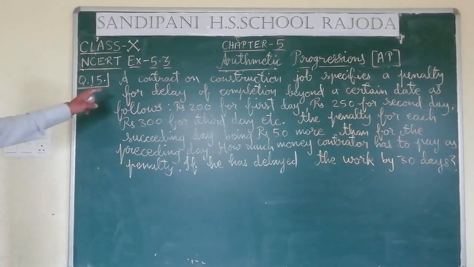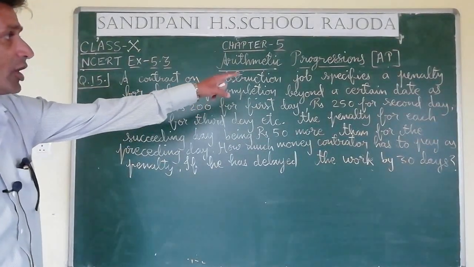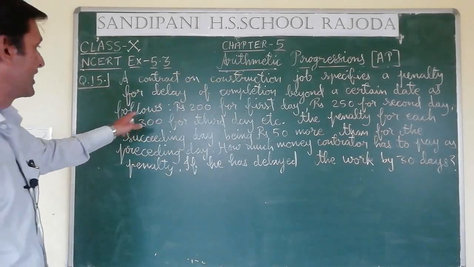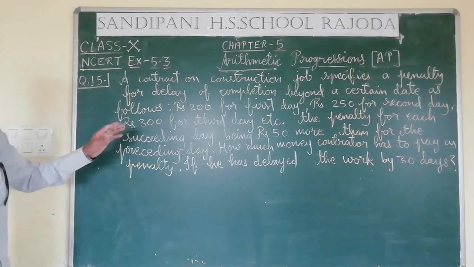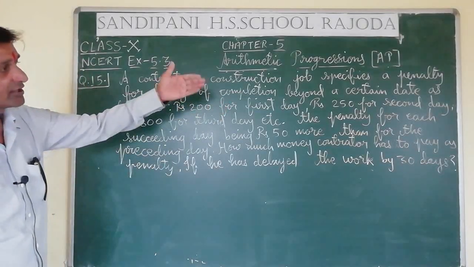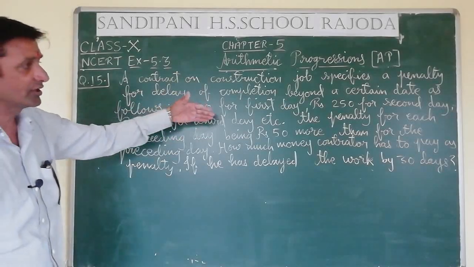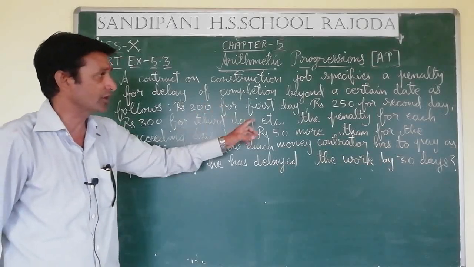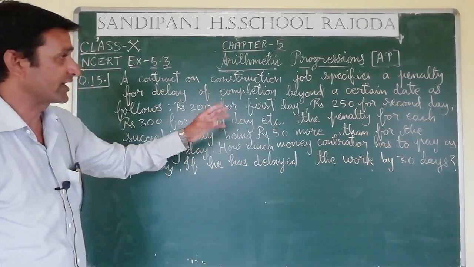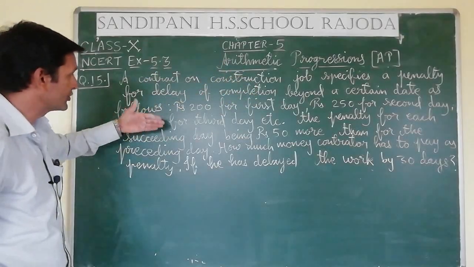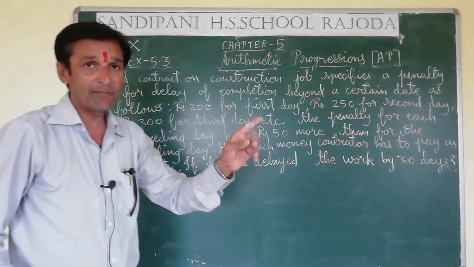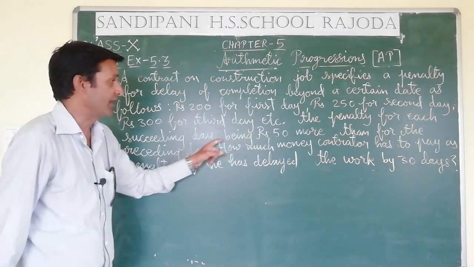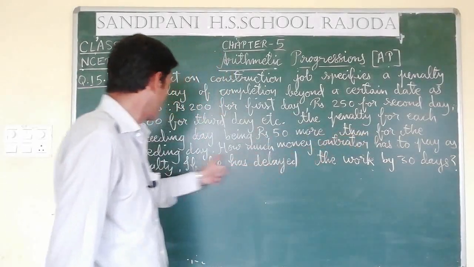See question 15. A contract on construction job specifies a penalty for delay of the completion beyond a certain date as follows. मतलब एक कॉन्ट्रैक्ट है कंस्ट्रक्शन का, अगर उस कंस्ट्रक्शन को कंप्लीट करने में उसको कुछ देर होती है तो एक दिन देर होने पर उसको 200 रुपीज़ पेनल्टी है, दूसरे दिन एक दिन और लेट हुआ तो सेकेंड डे उसको 250 पेनल्टी लगती है, थर्ड डे उसको 300 पेनल्टी लगती है. मींस हर पिछले दिन से 50 रुपये ऊपर उसको पेनल्टी लगती जाती है अगले दिन में. ये यहाँ पर मेंशन्ड है, बीइंग ₹50 मोर देन फॉर द प्रीसीडिंग डे.